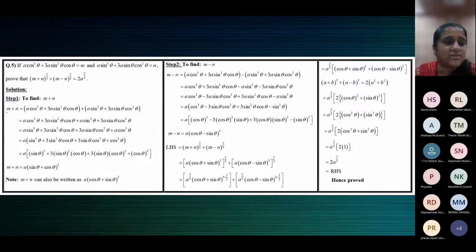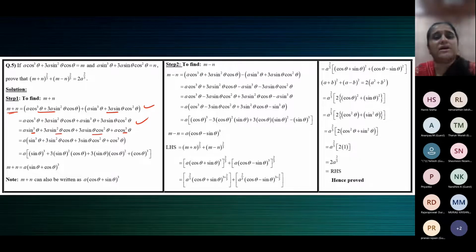So here, children, see, this is m plus n. So this is m, this is n. Then we've just opened the bracket. That's this step. Then in the next step, before taking a common, I've just rearranged the terms. See, you can see a cubed, sine cubed theta, 3a square b, sine square theta, cos theta, sine theta, cos square theta, cos cube theta. I just arranged it. You can arrange it anytime.